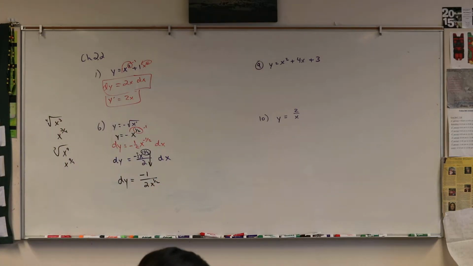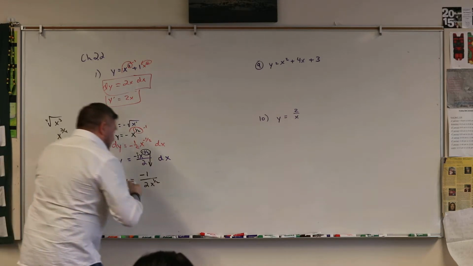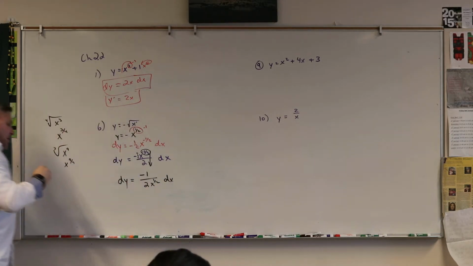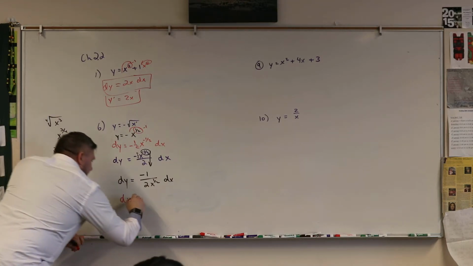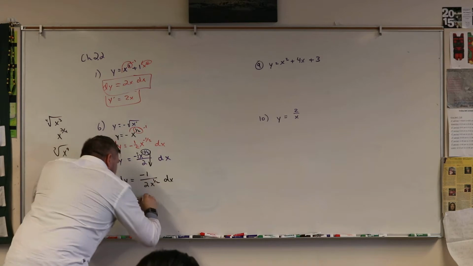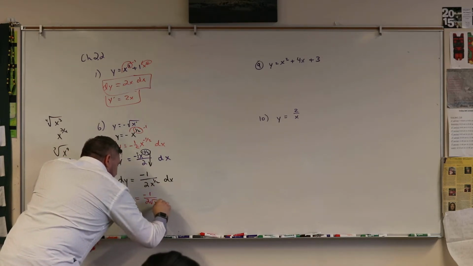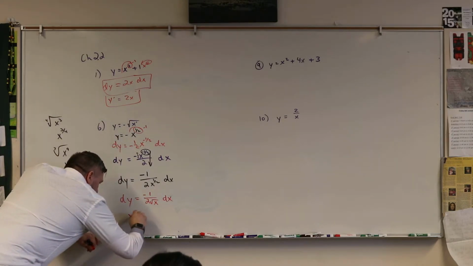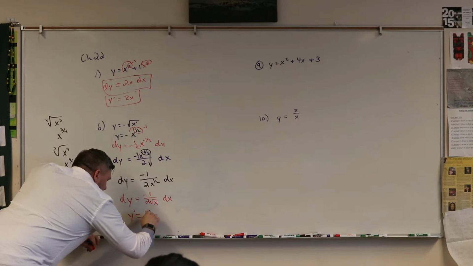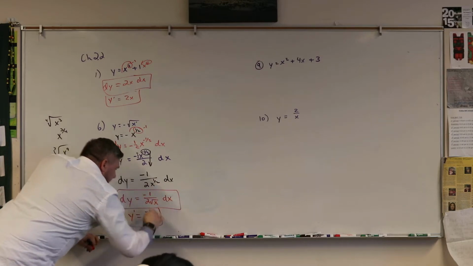But what is x to the 1/2? There's a dx here. And now we can change it back into dy is equal to negative 1 over 2 square root x dx, or y prime is equal to negative 1 over 2 square root x. Both of these are answers.